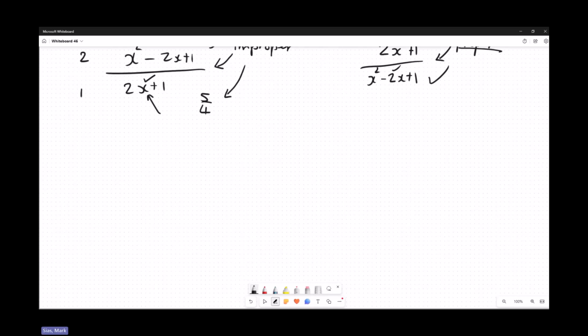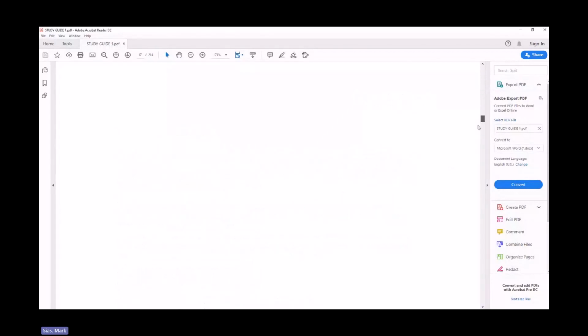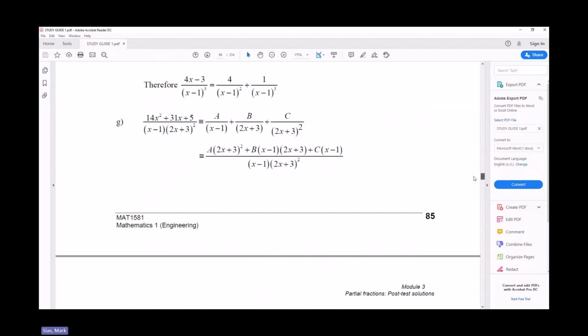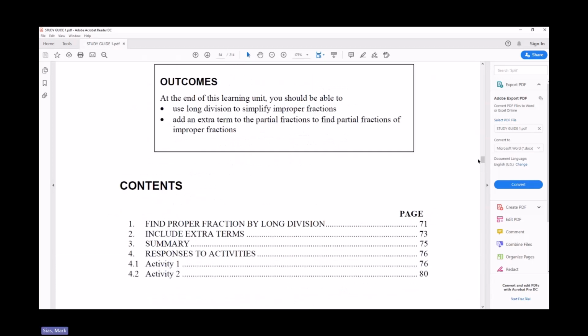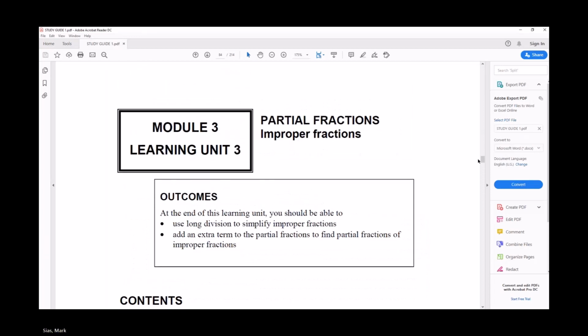So let me share the study guide with you quickly, and then we look at those particular cases and do some problems. Let me stop sharing that one and share the learning guide. I think it's on page 60 somewhere. Here it is, partial fractions. Can you guys see the learning guide on partial fractions? Great.